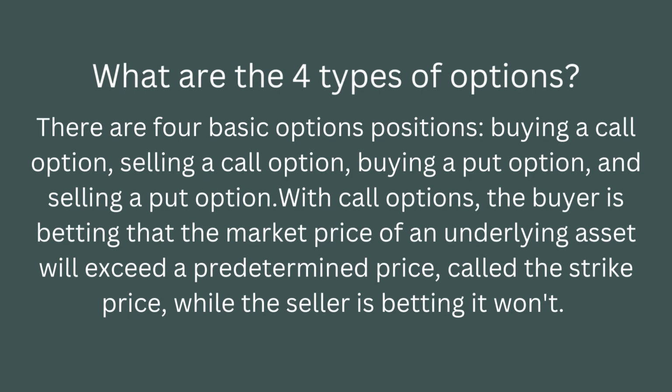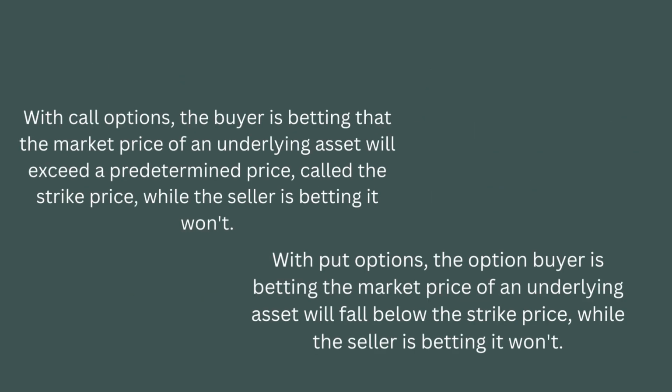With call options, the buyer is betting that the market price of an underlying asset will exceed a predetermined price called the strike price, while the seller is betting it won't. But with put options, the option buyer is betting the market price of an underlying asset will fall below the strike price, while the seller is betting it won't.